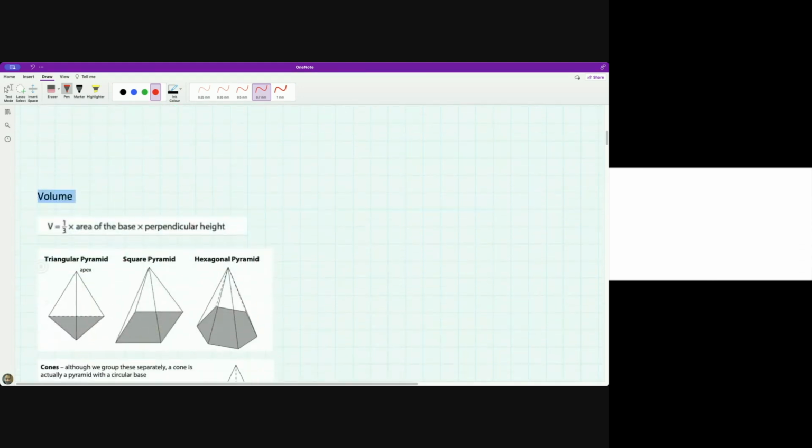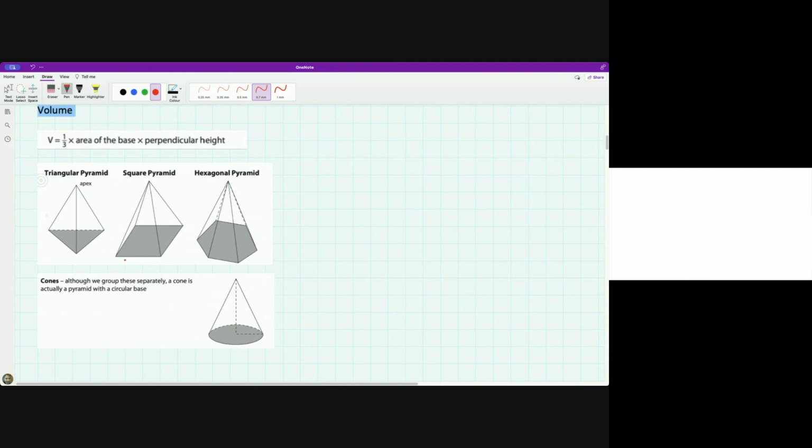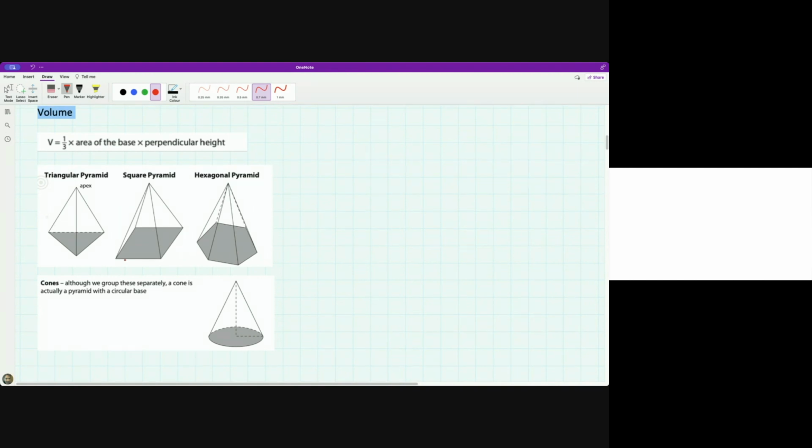All right, let's start with pyramids and cones. If we look at a triangular pyramid, it has a triangular base, and then it has the pointy apex up there. If we look at a square pyramid, we have a square base, and then we have the pointy apex up there. Now, what you notice is with pyramids, we also have these triangular sides. When you have a triangular pyramid, you have 3 triangles on the outside. When you have a square pyramid, you are going to have 4 triangles on the outside.